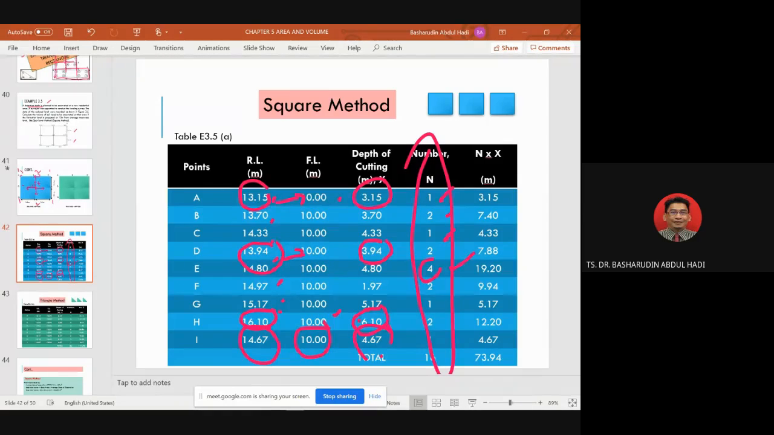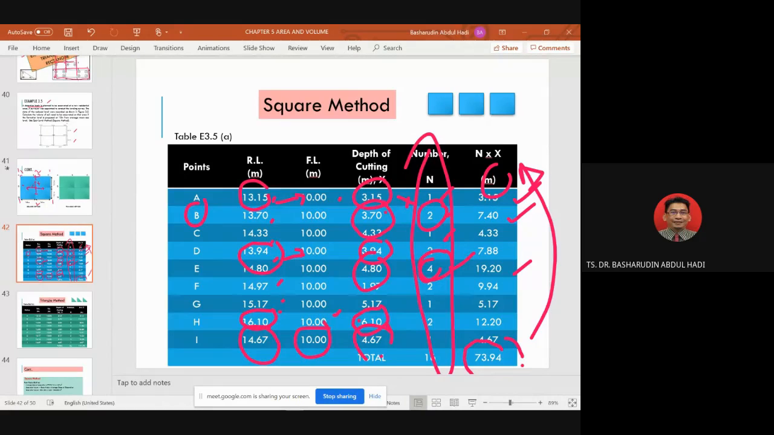And 3.15 you times by 1, so you get 3.15. 3.70 you times by 2, because at point B 2 are sharing, so you get 7.40. And for point E, 4.80 you times by 4, because you're sharing with 4 neighbors, you get 19.20. And when you total up and divide by N, it is equal to 73.94 meters.